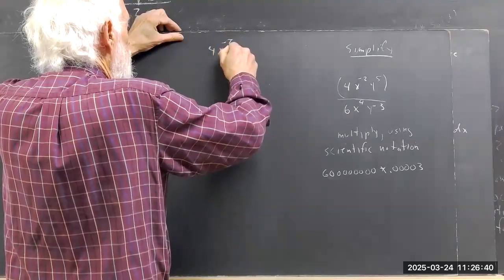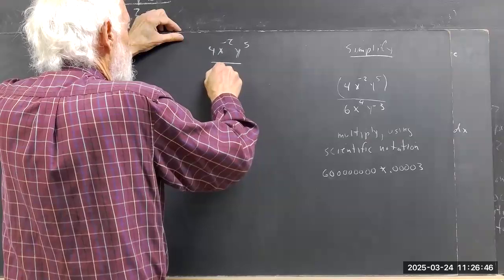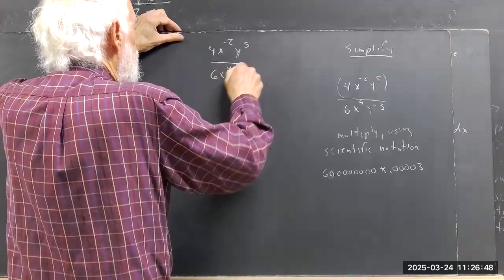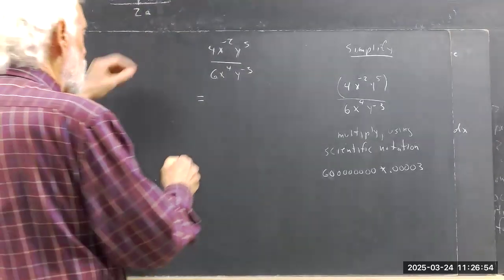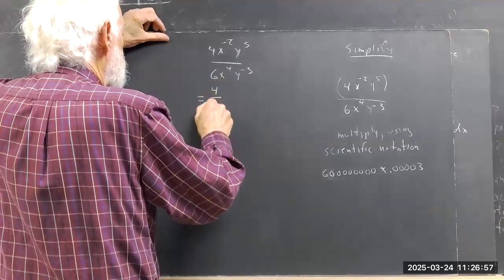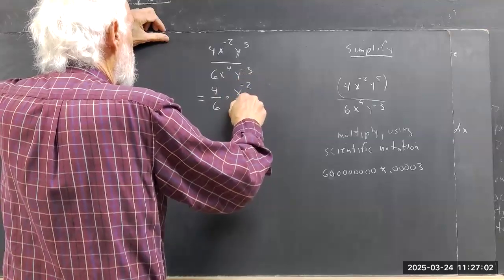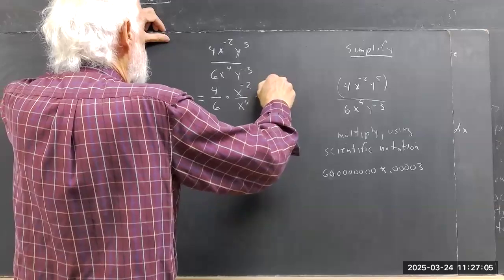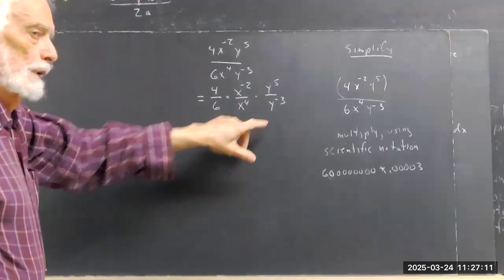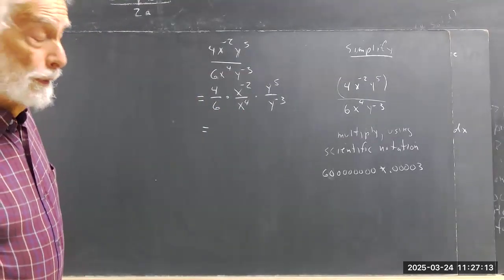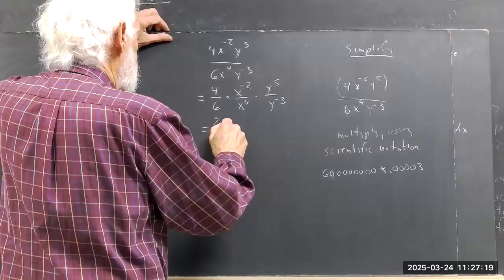4 x to the negative 2nd y to the 5th over 6 x to the 4th y to the negative 3rd. We could separate out variables and the numbers. We said that's 4/6 times x to the negative 2nd over x to the 4th, times y to the 5th over y to the negative 3rd. It's not necessary to do this, but it's not a bad idea when you're first working. Now 4/6, of course, reduces to 2/3.